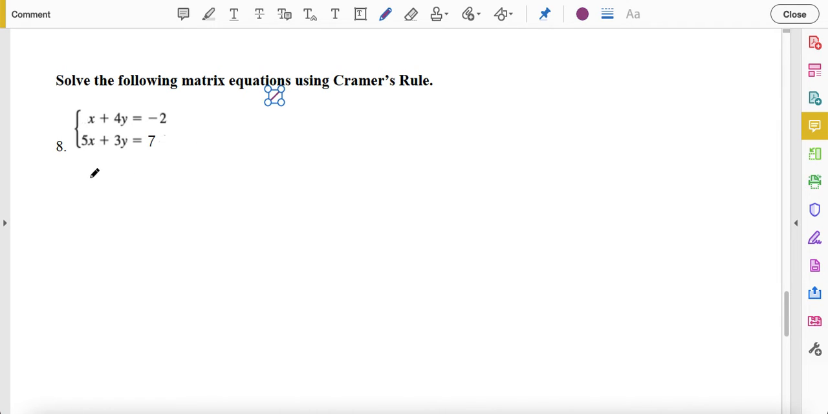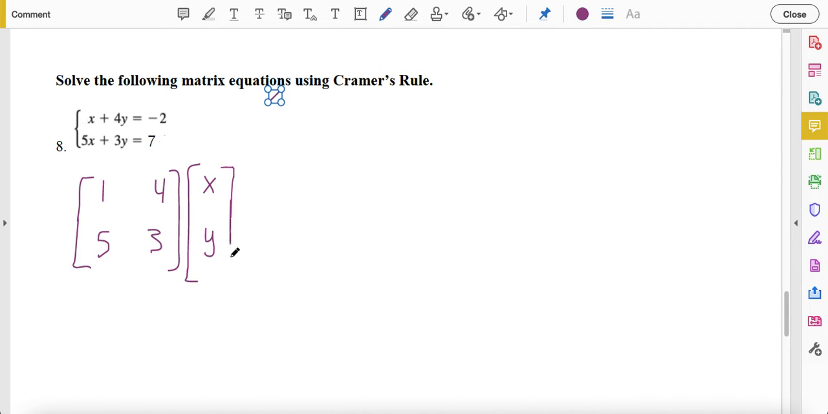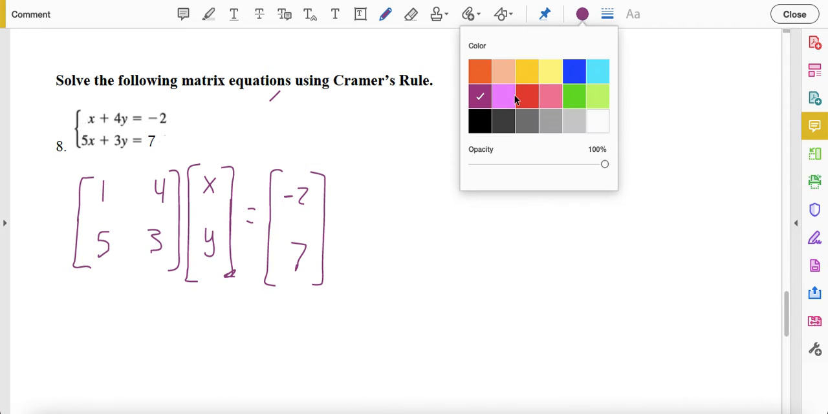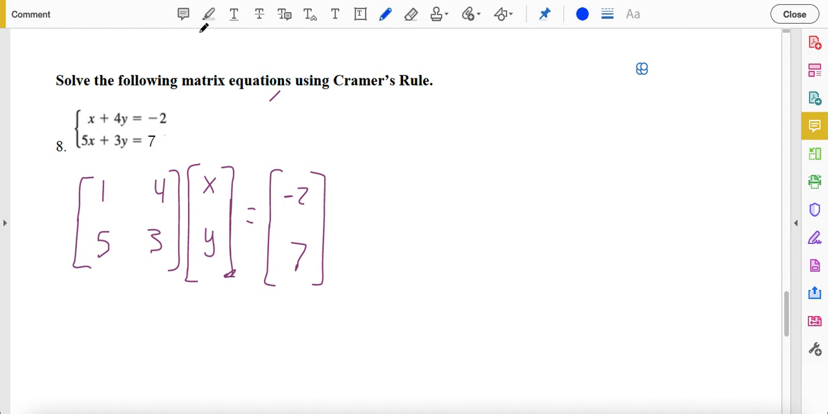2 by 2. So we've got 1, 4, 5, 3. That's our coefficient matrix. And then if we were to continue this, we'd have x and y equals -2, 7. So that's our matrix equation setup. All right, let's name this matrix A right here. So this is matrix A.